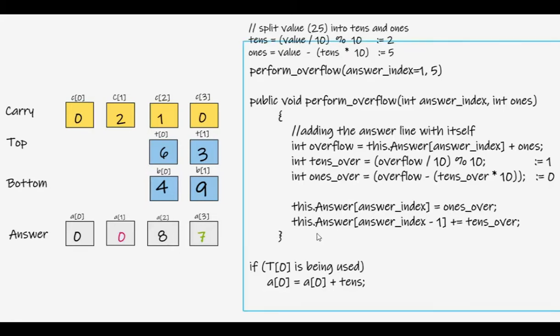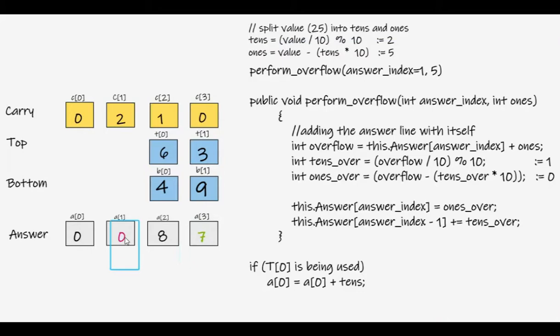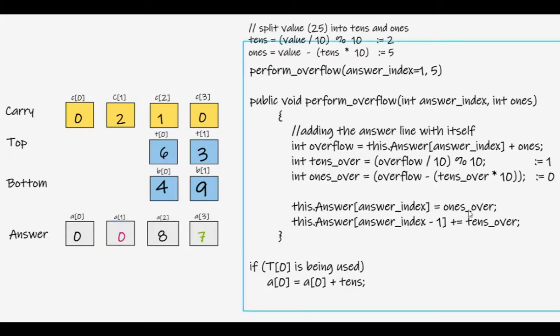So now in answer sub index, we're going to put ones over. Let's do that. Because this gets tricky, I have identified that last move with this kind of color here. This is the ones over. Notice ones over is 0. I put that in answer index. Answer index is sub 1. Then on the next line, I say this dot answer minus 1 equals the tens over.